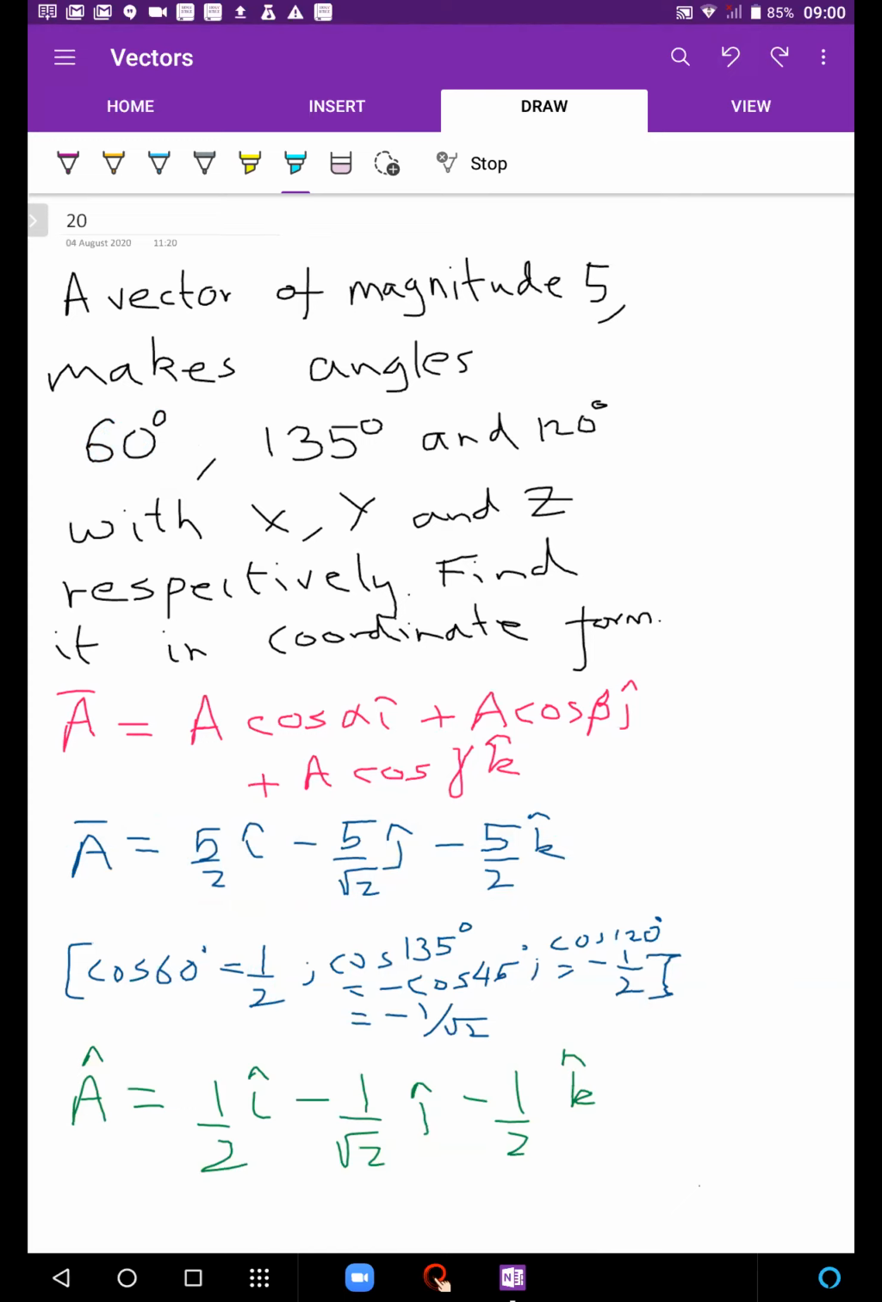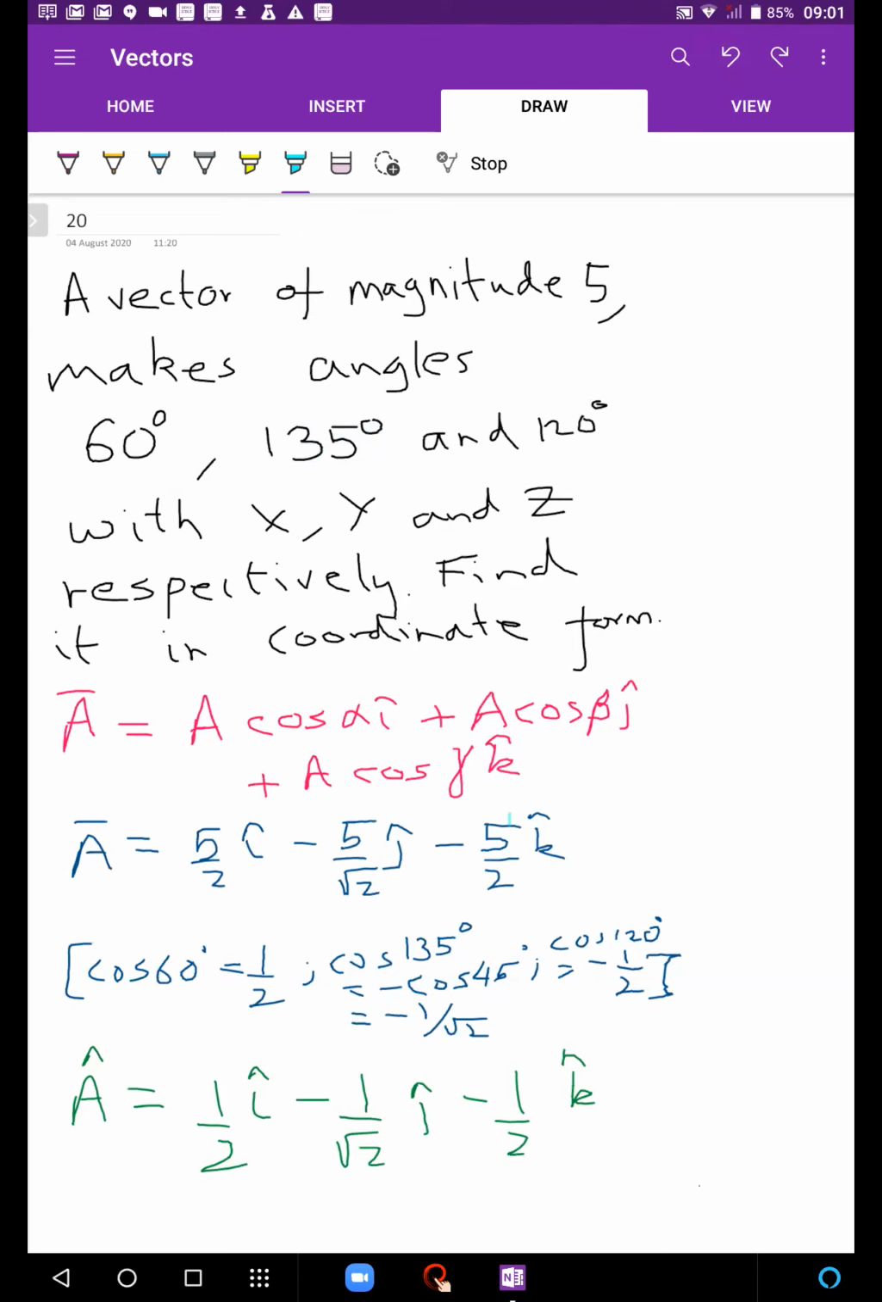A cos beta, j cap. So A is again 5. Cos beta, beta is 135. Cos 135 is negative of cos 45. Supplementary angles. Second quadrant. Cos is negative. So cos 135 is negative of cos 45. Therefore, it's negative of 1 by root 2. So 5 into minus 1 by root 2 is minus 5 by root 2 j cap. समझ में आ रहा है?